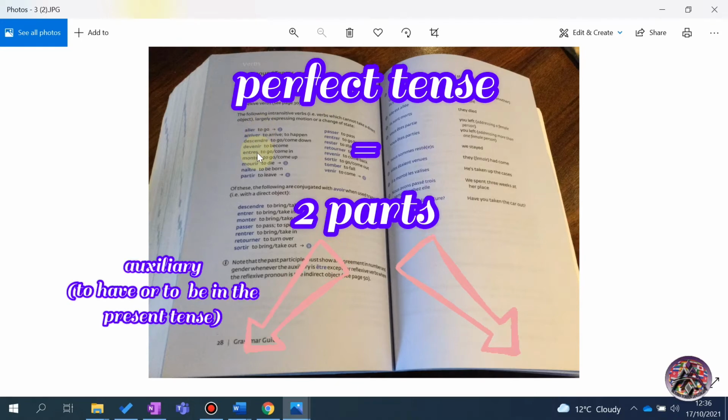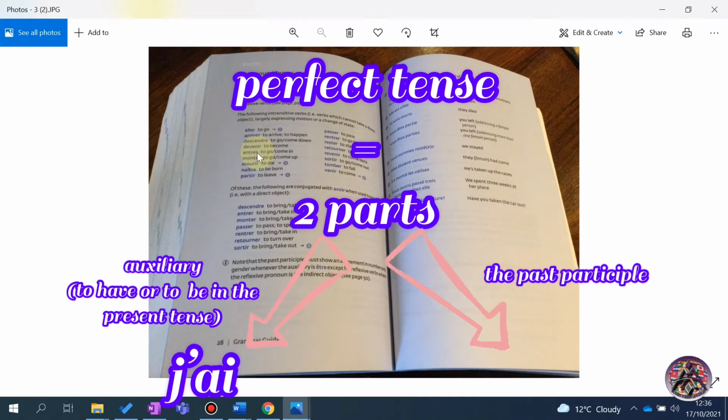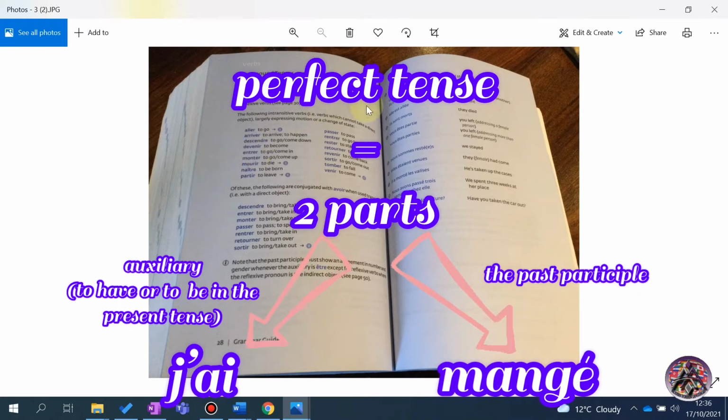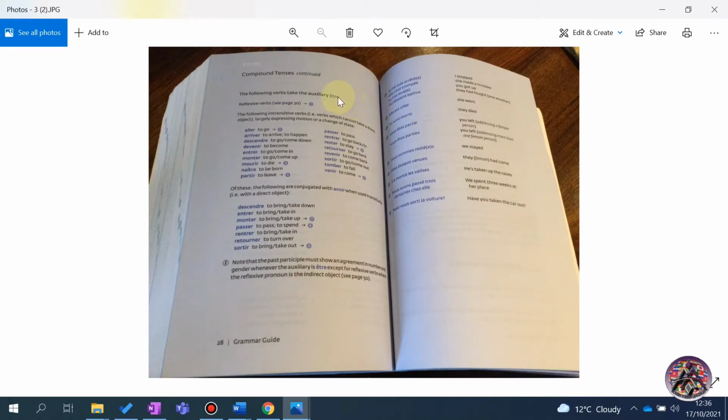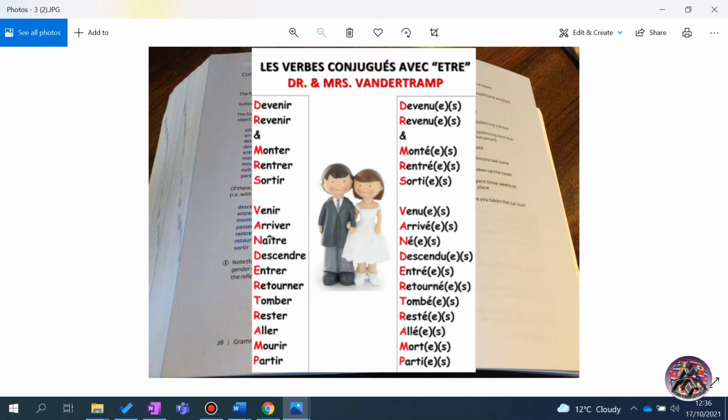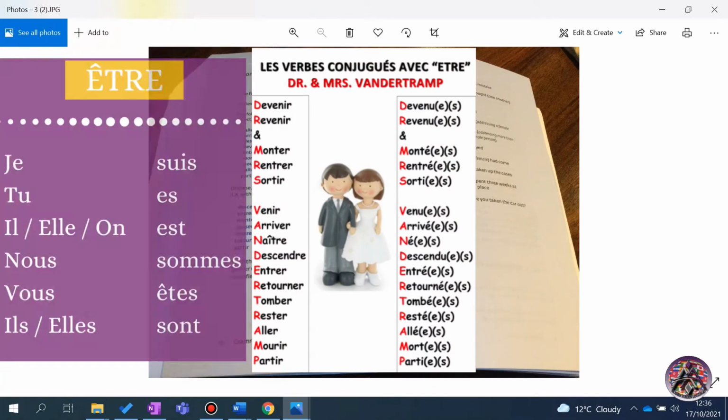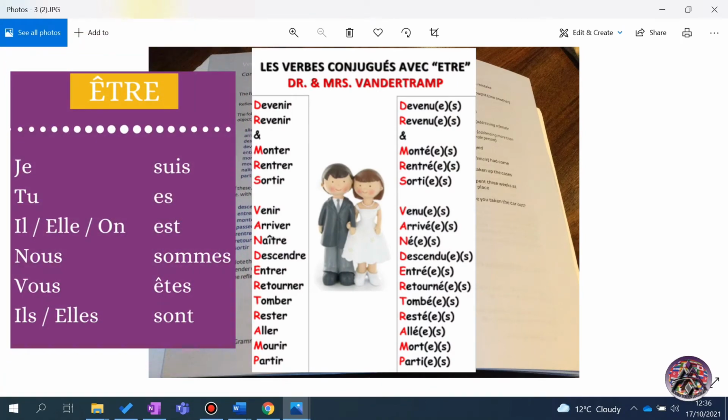Remember that when you have to use the perfect tense, you have two parts, the auxiliary and the past participle. So all those verbs here are using être. They're also known as Van der Tramp's verbs. And it's important to check this page because those verbs use être, so je suis, tu es, il est, nous sommes, vous êtes. And also you have to watch out for the ending. Here you have some examples.